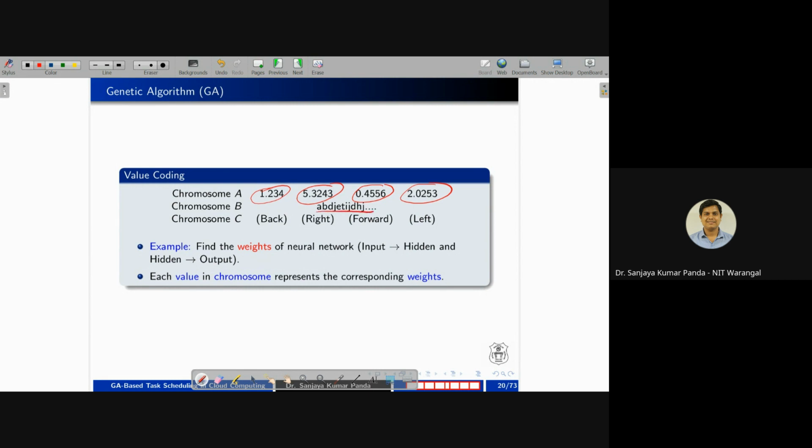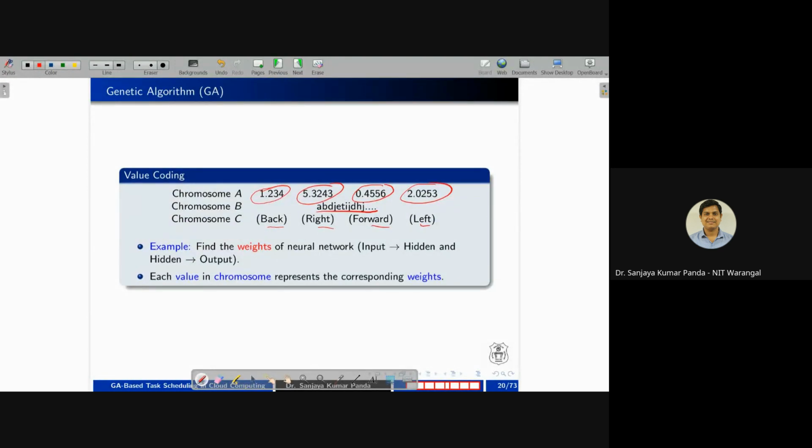Similarly, sometimes we can use alphabets, or sometimes we can also use some actions. Mostly in robotics applications, we use back, right, forward, left. These are the different types of operations that we apply in the chromosomes, so they can also be used for the process of encoding. One example application is the neural network. In a neural network we have an input layer, followed by a set of hidden layers, followed by an output layer, right?